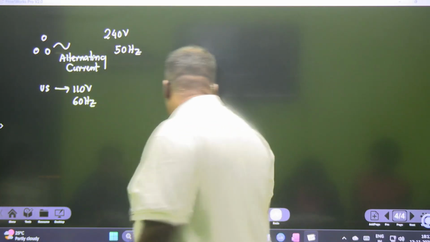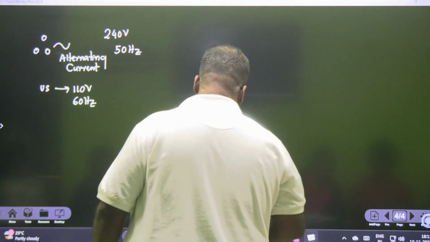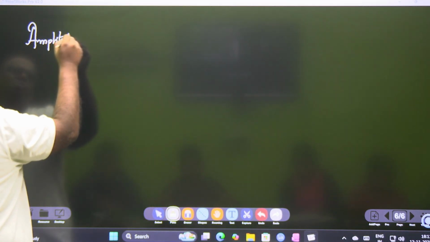So now tell me, what all did we study so far? These 3 things should be clear to you. Amplitude: the maximum displacement of an oscillating body from its mean position to the extreme positions of either left or right is called amplitude. Amplitude is a length and is always measured in meters. Okay.